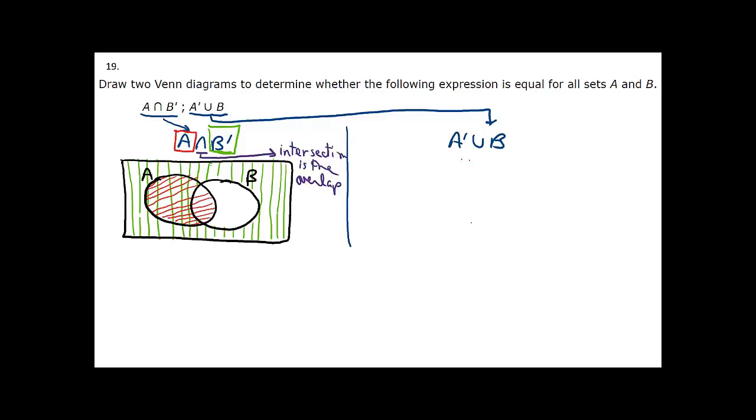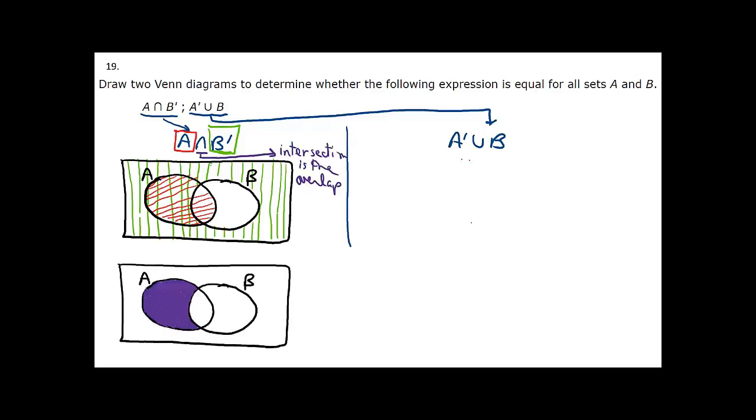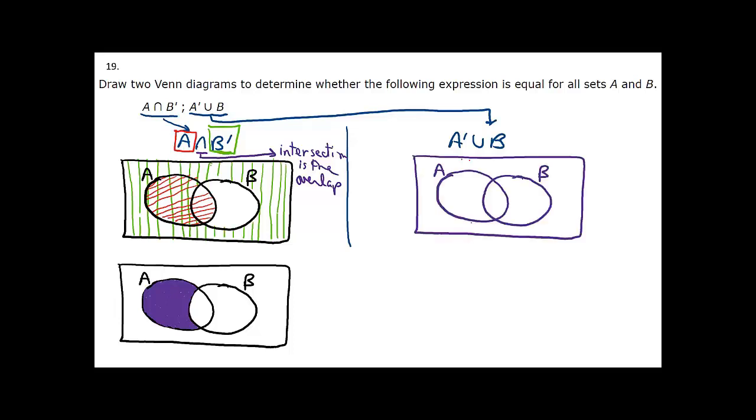And as you can see, that's the same area we found in problem 18, because that's exactly the same expression from problem 18. So if you move over to the right, you get A complement union B. A complement is everything outside the circle A.